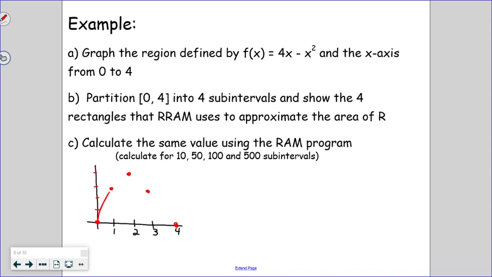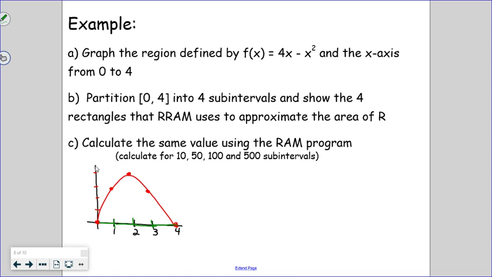So we're looking at this curve right here. That was the first part: graph the region defined by that and the x-axis from 0 to 4. Part B, partition that into 4 subintervals and show the 4 rectangles that RAM uses to approximate the area of R. So if I partition this into 4, there'd be 1, 2, 3, 4. There's my 4 bases. And I'm supposed to draw in the 4 rectangles using R.